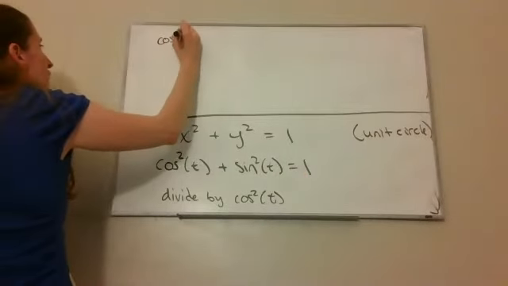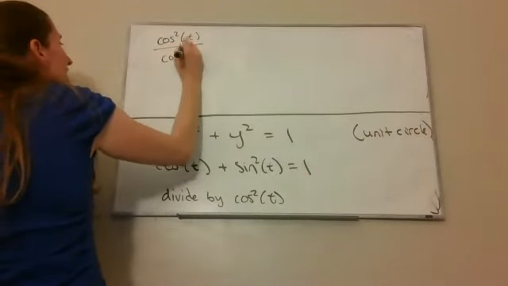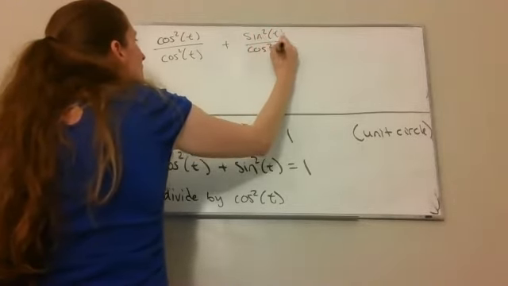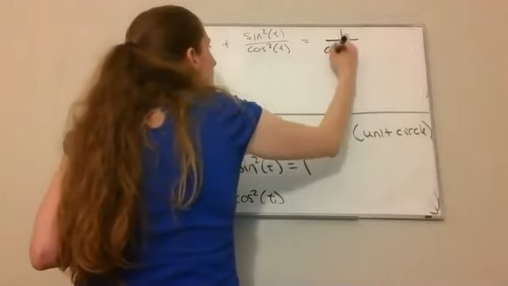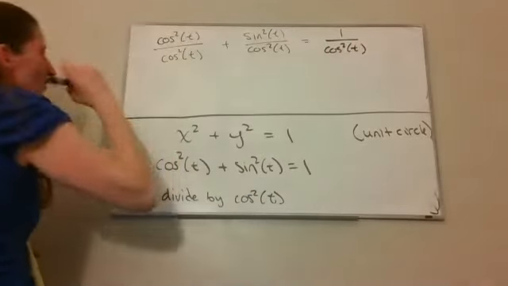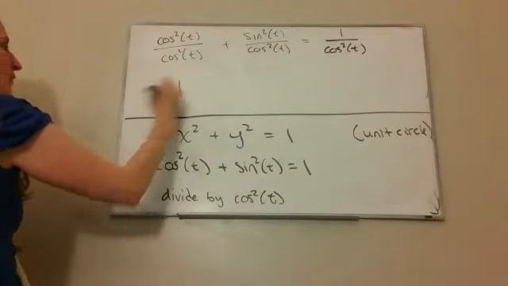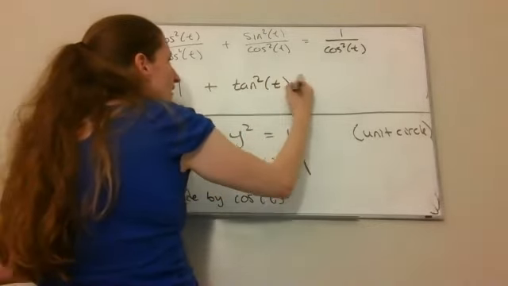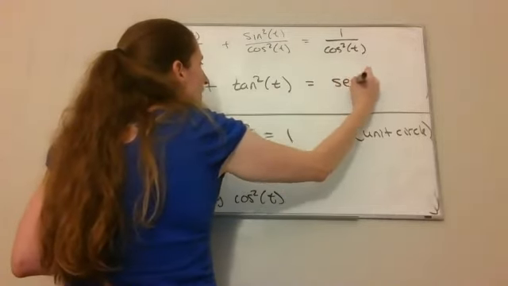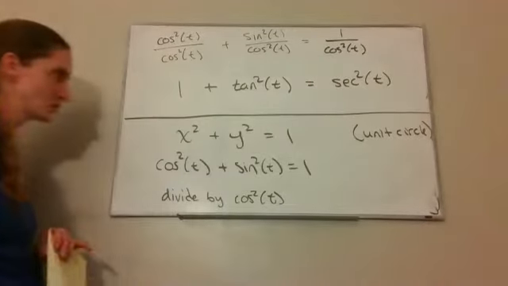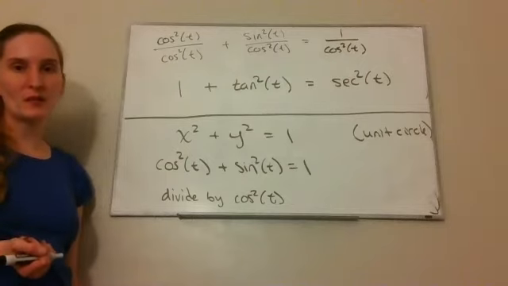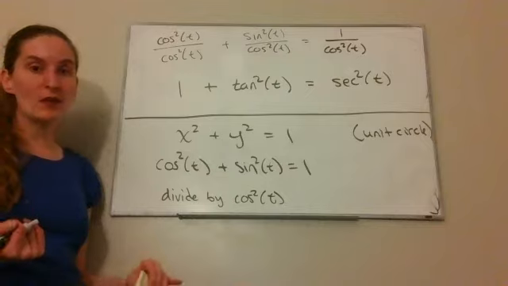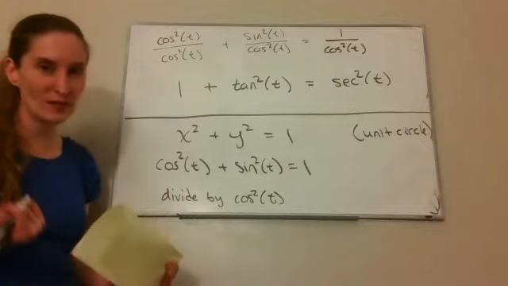So if I divide everything by cosine squared t, and then simplify, cosine squared t over cosine squared t is 1. The sine squared over cosine squared is tangent squared. 1 over cosine squared is secant squared. Well, now this is good news because I've rewritten my unit circle equation so that it has tangents and secants in it. And our goal on this problem is to write tangent of t in terms of secant of t.